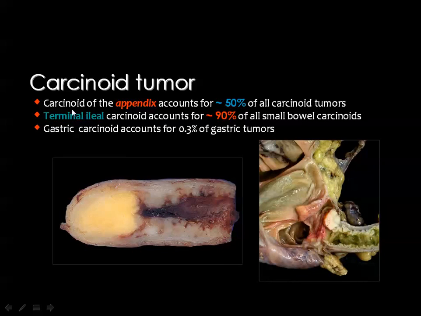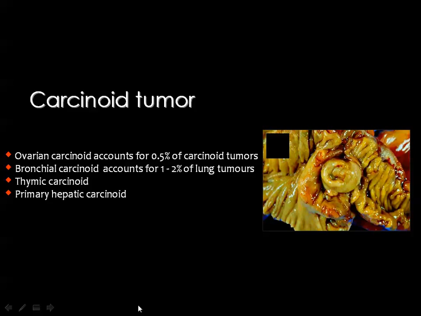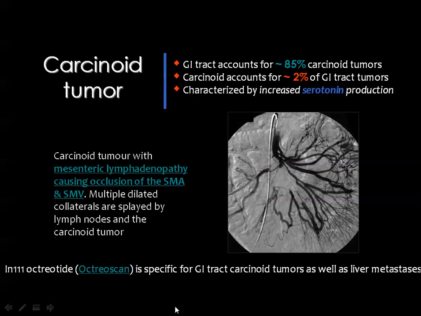Then carcinoid of the appendix accounts for 50% of all carcinoid tumors, and the terminal ileum carcinoid accounts for 90% of all small bowel carcinoid, while gastric carcinoid tumor is relatively rare. It represents only 0.3% of gastric tumors. Ovarian carcinoids represent 0.5% of carcinoid tumors. Bronchial carcinoid is about 1 to 2% of lung tumors, and carcinoid may occur also in the thymus and in the liver.